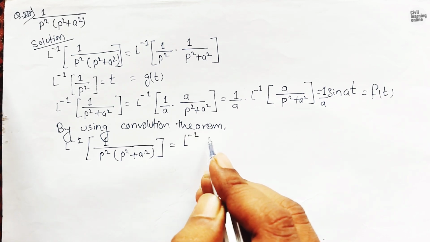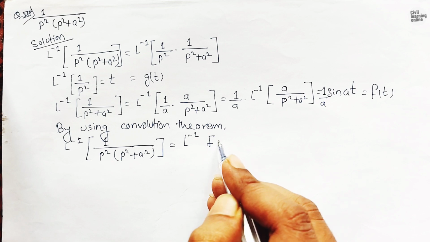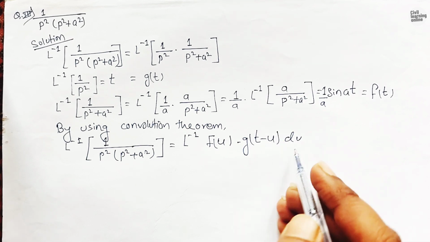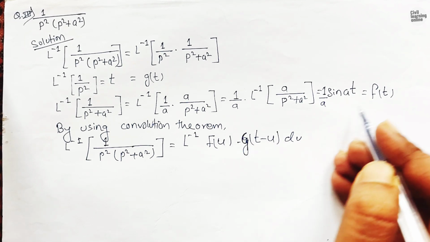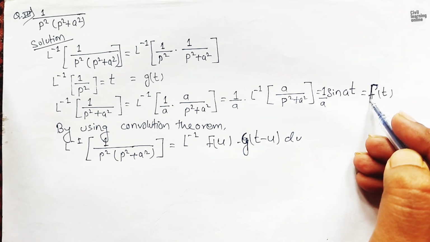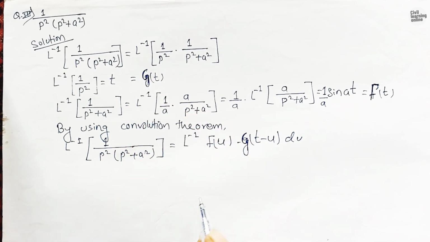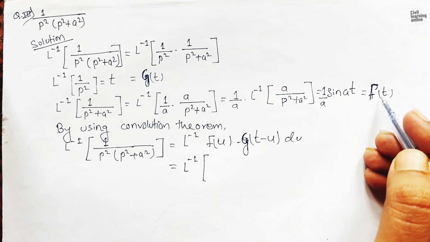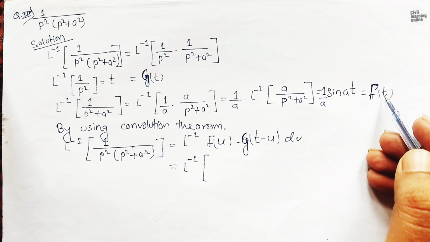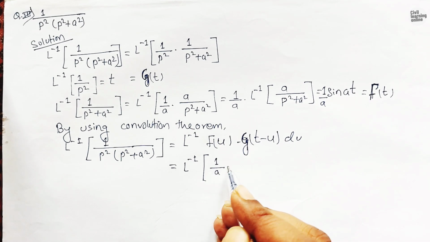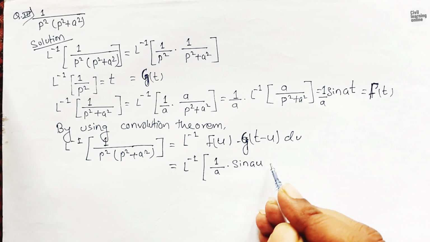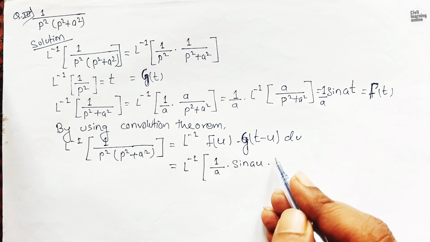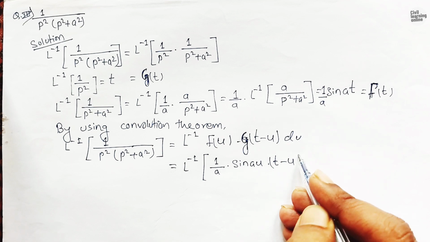inverse Laplace transformation of f u times g t minus u du. Okay, let this be capital G. This is f t and this is capital G t. Okay, now put the value. So we have inverse Laplace transformation of f u, for f u we use 1 by a times sine a u, times g t minus u, means in place of g t we have t, so g t minus u means t minus u, and du.